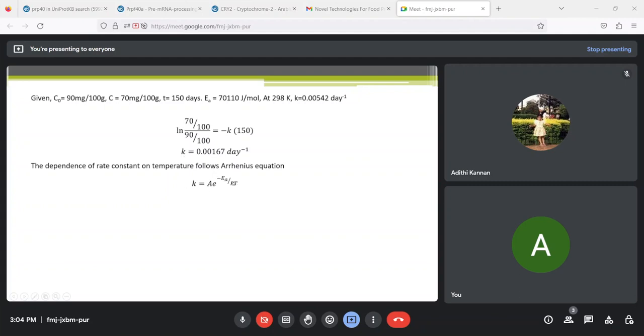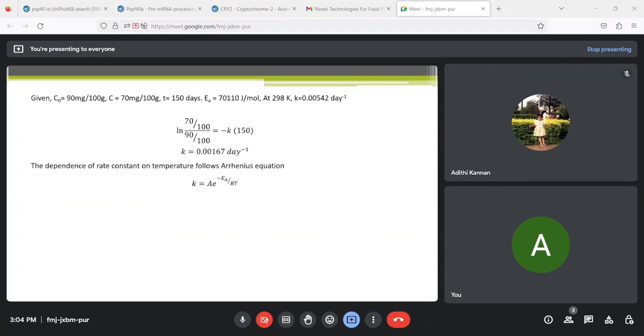So all we need to find out is T. But we don't know what A is. So in order to simplify things further and not calculate A, we have another method to move forward with this. That is, if you already know the rate constant at one temperature, any temperature, you can always calculate the rate constant or the temperature at a different condition.